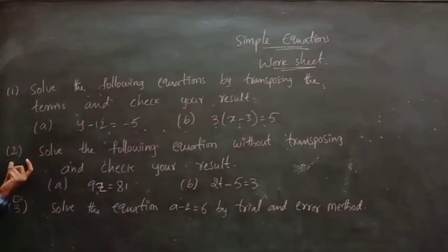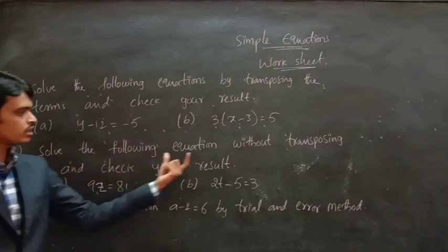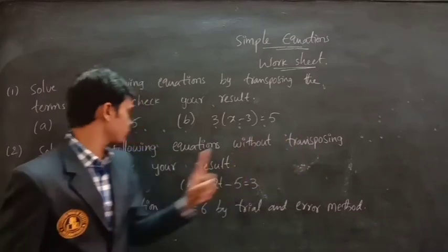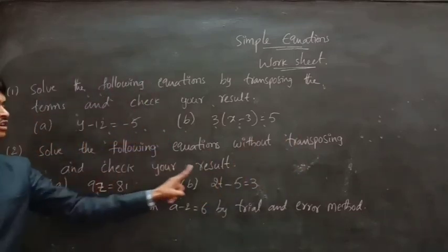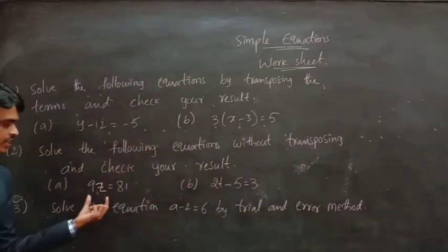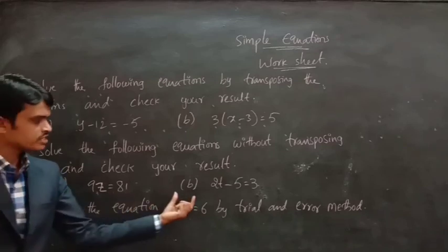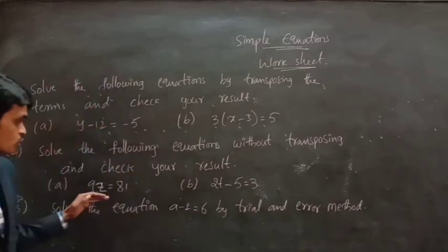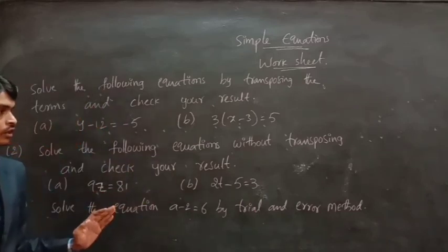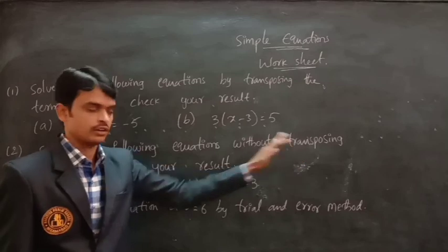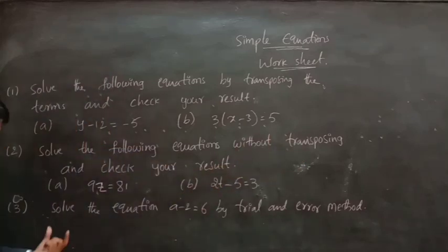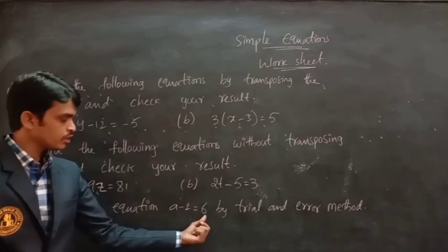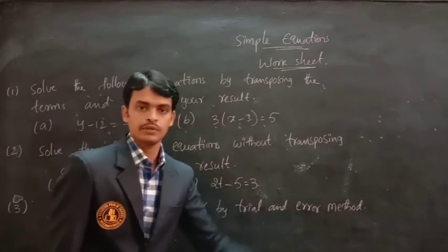Right. Now second one, solve the following equations without transposing and check your result. So first one, 9z is equals to 81. Second one, 2t minus 5 is equals to 3. So these two simple equations you should solve without transposing method. Now third one, solve the equation a minus 2 is equals to 6 by trial and error method.